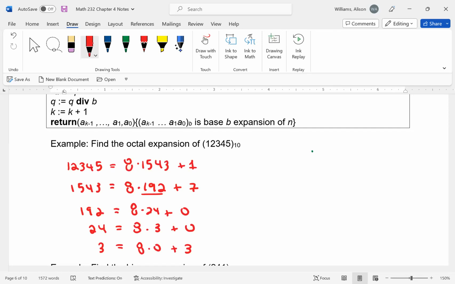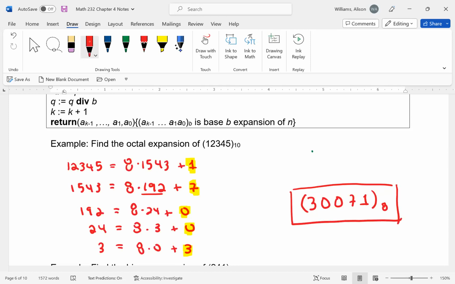Okay, so we've divided by 8 repeatedly. And now here is the actual answer in base 8. These are the numbers that make up the answer in base 8, and it's done in reverse order. So 3, 0, 0, 7, 1. So that is the answer, the representation in base 8. So you do put it in reverse order in terms of how we produced the numbers.